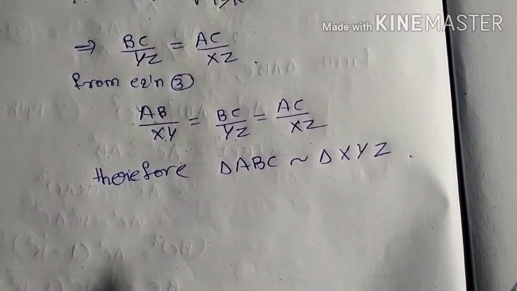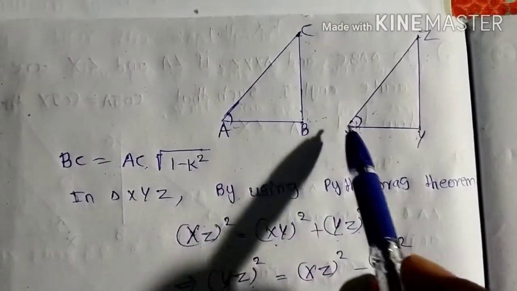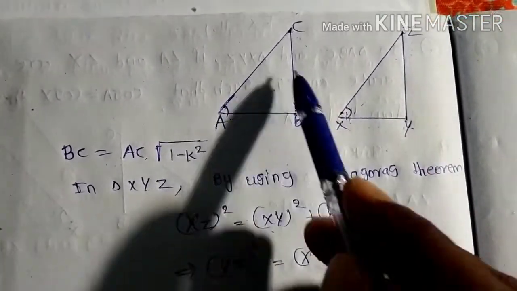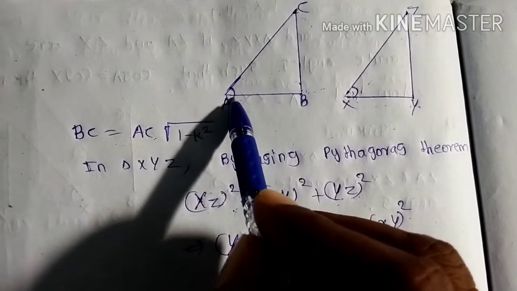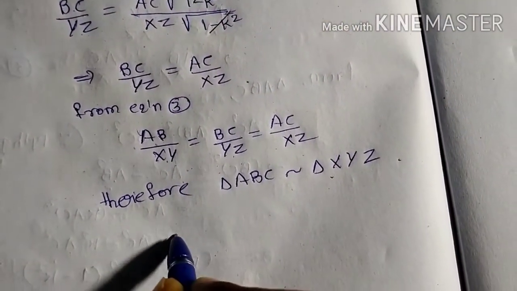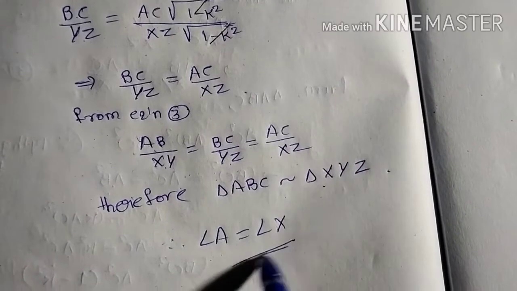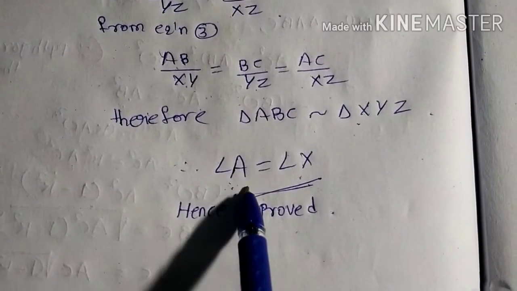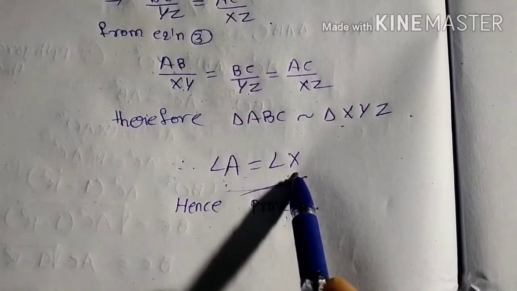So that if the two triangles are similar, see here AB by XY, BC by YZ, AC by XZ. If all the sides are similar, then you can see here, can we take here angle A is equal to angle X. You can write here, therefore angle A is equal to angle X. In the question they are asking, just you need to prove it. Angle A is equal to angle X. See here, angle A is equal to angle X means hence proved it.